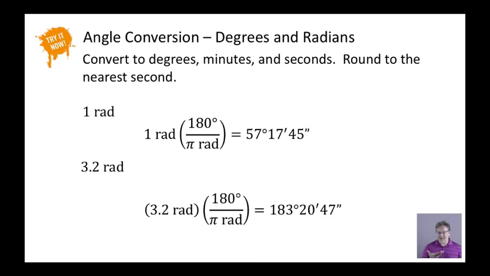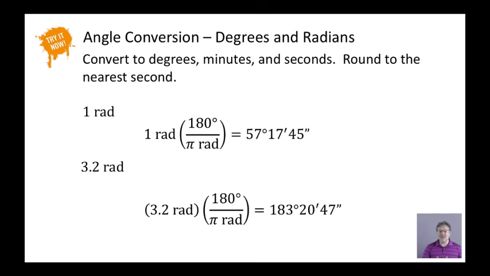When we get an answer in decimal degree form, we pull off the whole number part of it. In this case, it was 57 degrees, and that's our answer for the degree part. We then have a decimal for the remaining part, and we multiply that decimal by 60 to find out the number of whole minutes that we can then extract for the second part of degrees, minutes, seconds. And in this case, we got 17 minutes. We then had a decimal trailing after that, which we multiply by 60 to get the number of seconds. And in this case, you can see we got 45 seconds for the first one.